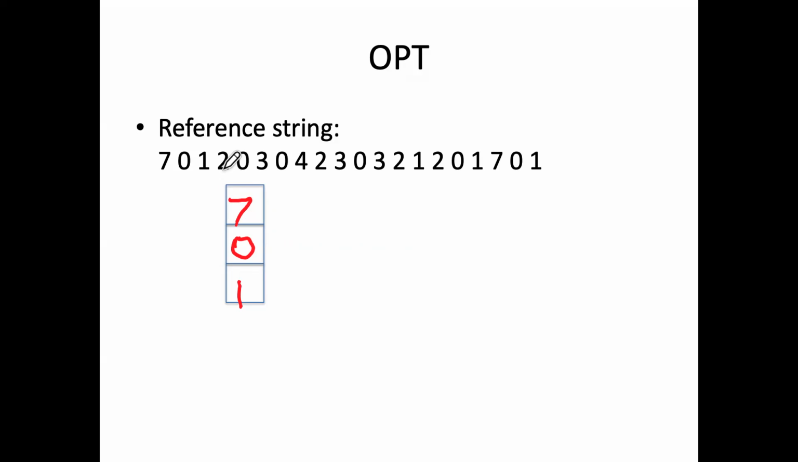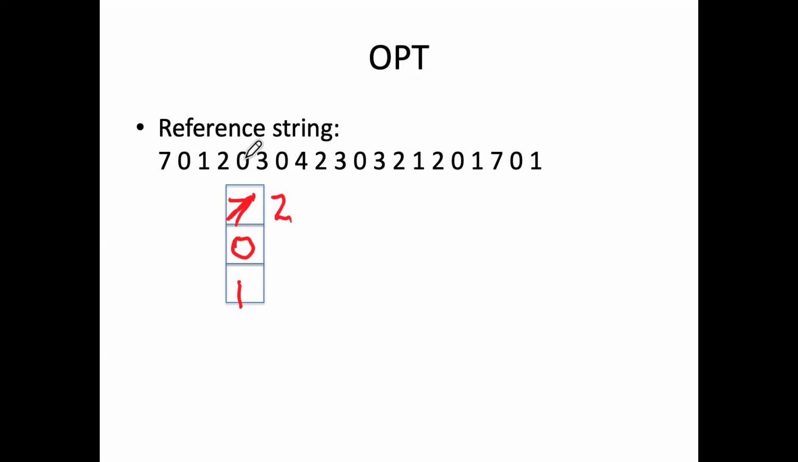When we access page 2, who are we going to pick as a victim? Well, it better not be page 0. Now, of the next two that are in memory, 7 and 1, 1 is going to be accessed again here. 7 isn't going to be accessed until here, so 7 makes a better victim. So I'm going to throw out page 7 to make room for page 2.